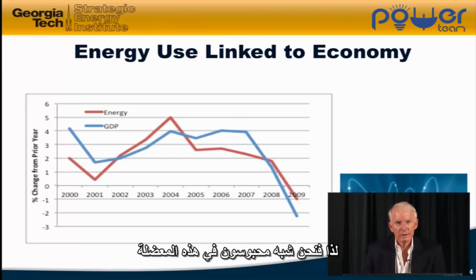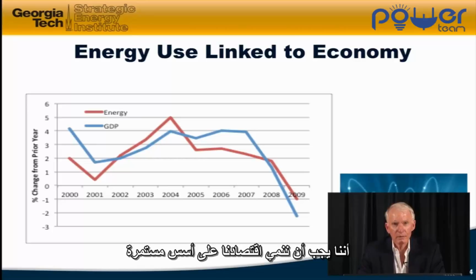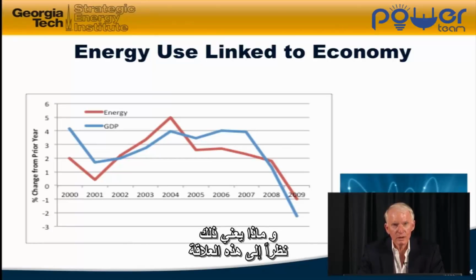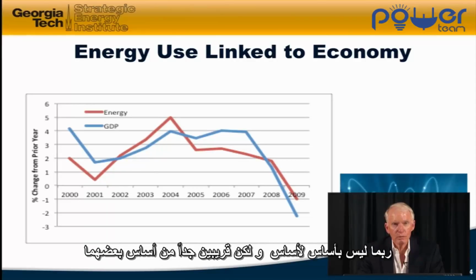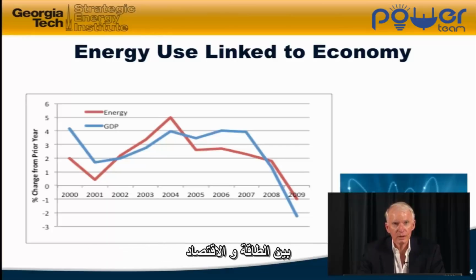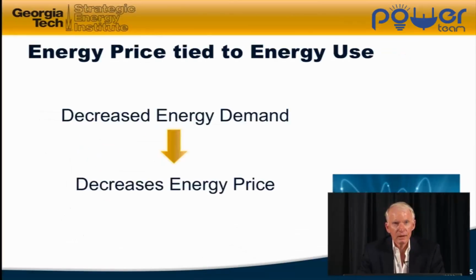So we're kind of locked into the concept that we need to grow the economy on a continuing basis. And what that means, looking at this correlation, is that we need to look at growing energy use, because the two are distinctly correlated. Maybe not on a one-to-one basis, but very close to a one-to-one basis between the energy and the economy.